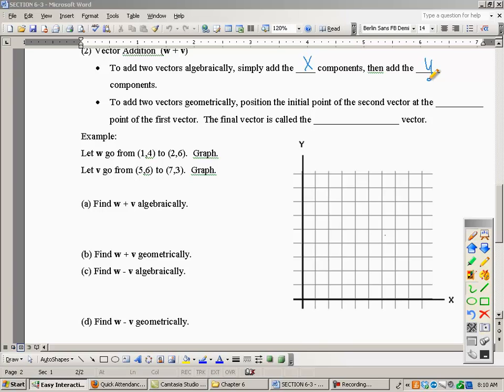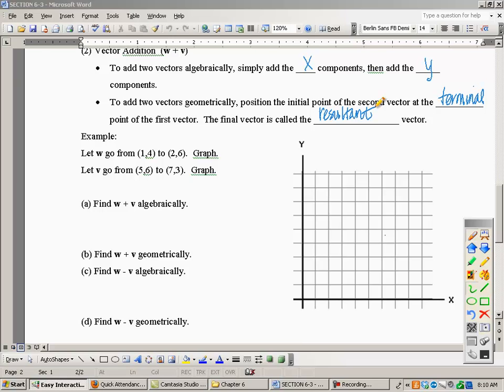When you do it geometrically, and this is the hard part, you put the initial point of the second vector at the terminal point of the first vector. So what it says is where you ended your first vector, you start your second vector. Your final answer is called the resultant vector. Okay, so let's start with what we can.